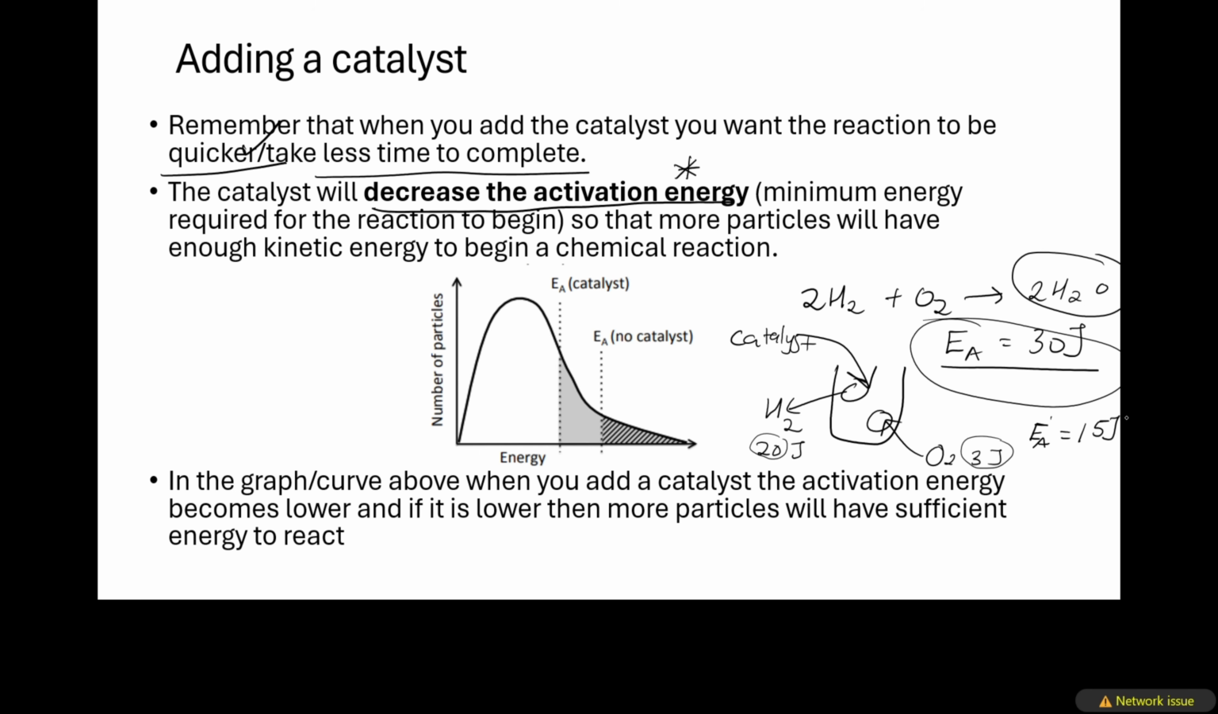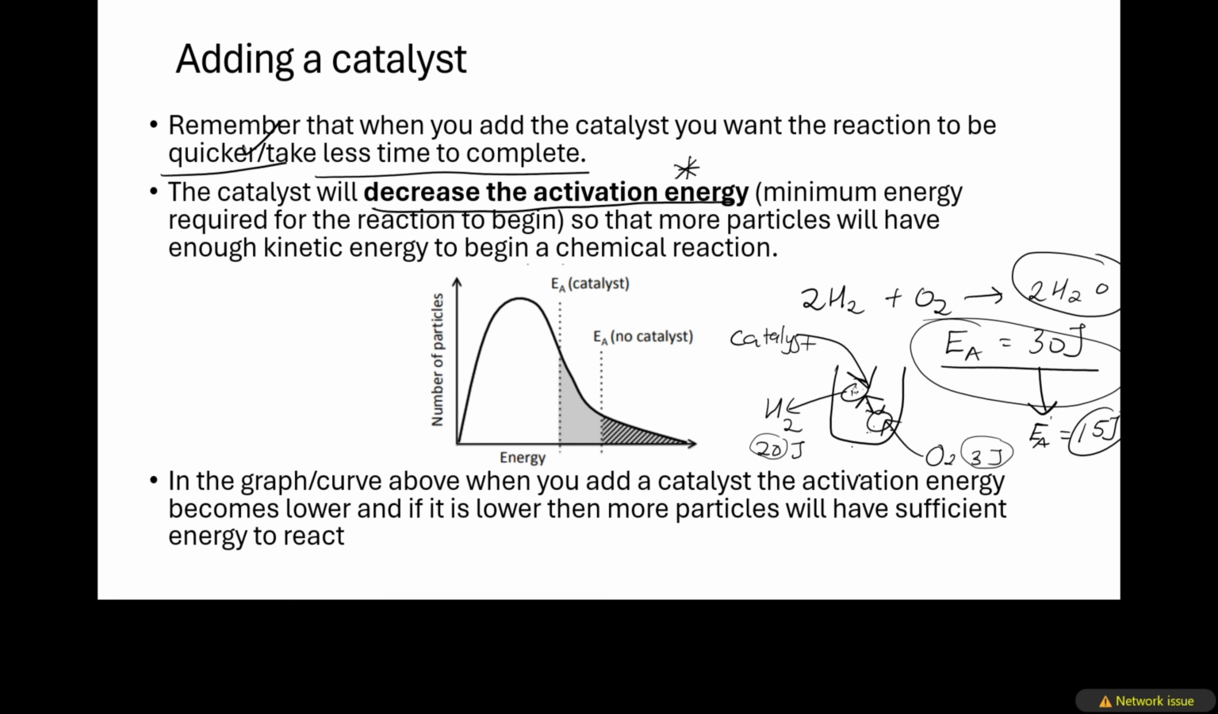So can you see that if the minimum energy is now 15 joules, these two can collide, because this one has 20, this one has 3, and this will be 23 joules. They will be able to collide effectively and form water, because now their kinetic energies are greater than or equal to the activation energy. So the whole point here is that a catalyst decreases the activation energy.